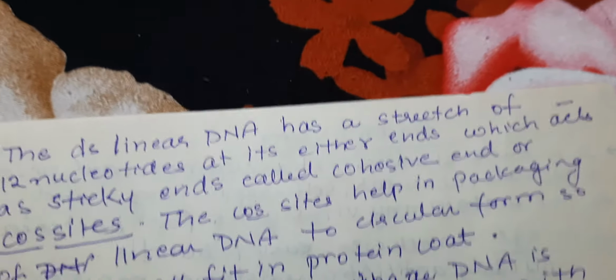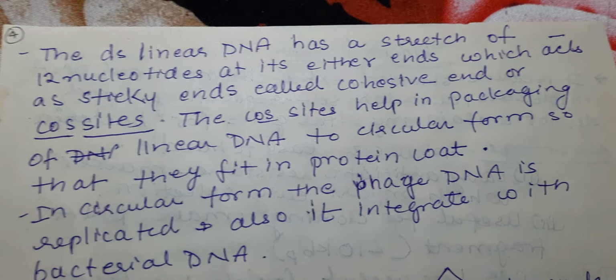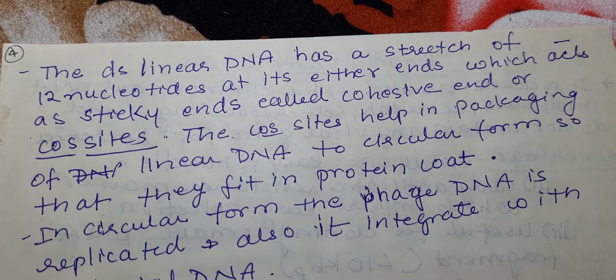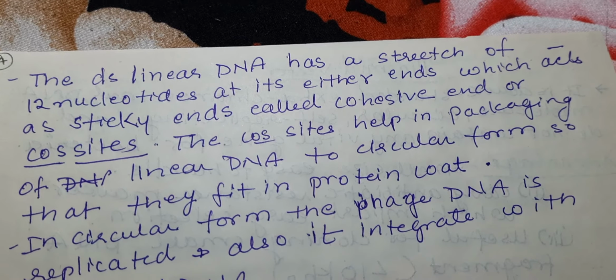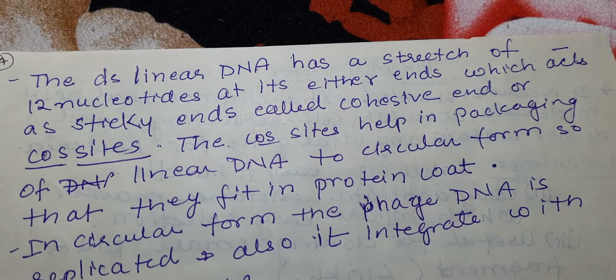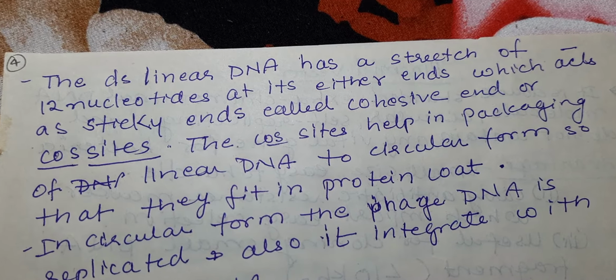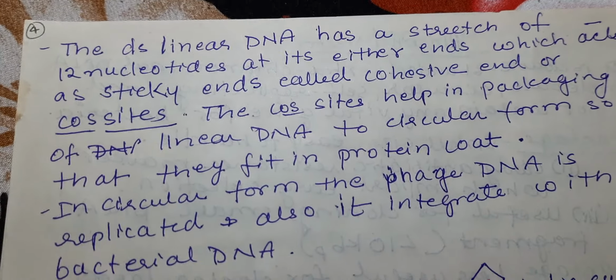So let's understand how it is structured. The double-stranded linear DNA has a stretch of 12 nucleotides at either end, which act as sticky ends and are called cohesive ends or cos sites. So this around 12 nucleotide DNA, which is present at the extremes, constitutes the cos sites.